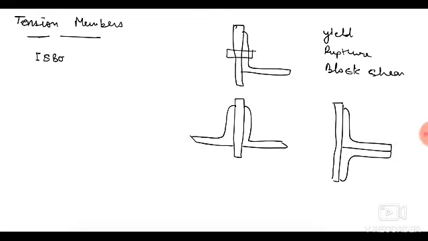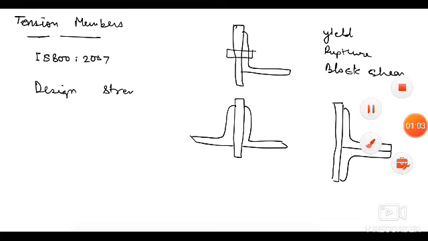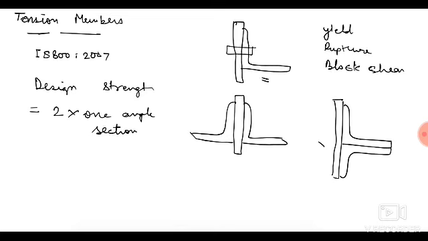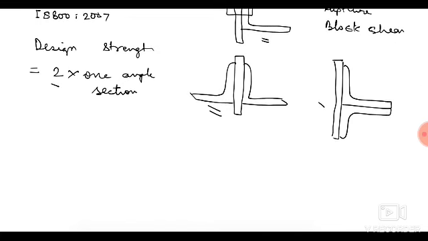IS 800:2007 says that the design strength in case of two angle sections connected on the same face or on the opposite face is equal to 2 times the design strength of one angle section. So you don't have to do anything further, just multiply what we found for the one angle section by 2, and that gives us the design strength for this type of connection. So when we have used two angle sections, we can multiply by 2 on the same face or on the opposite face.